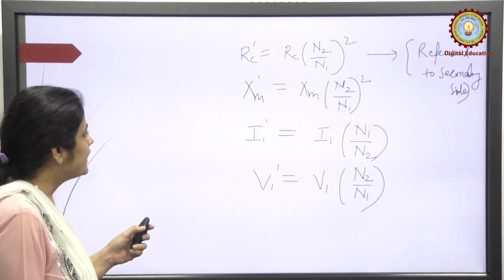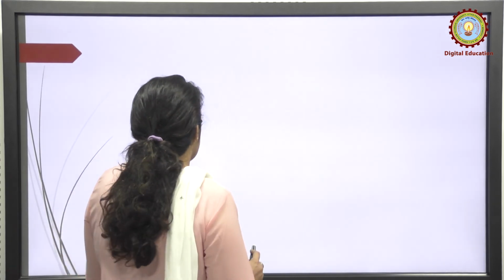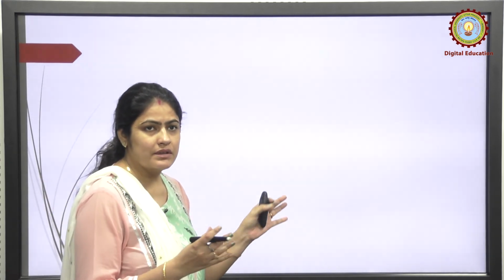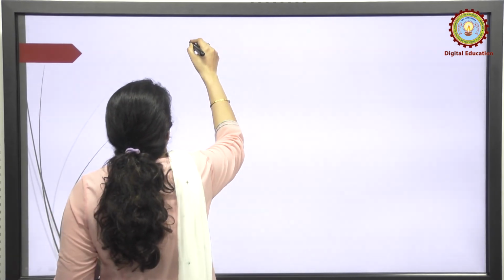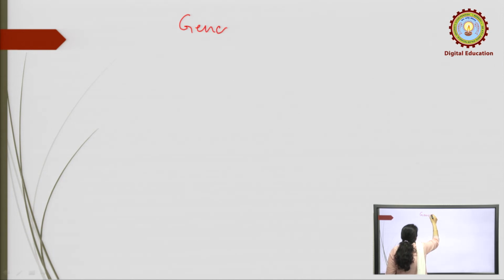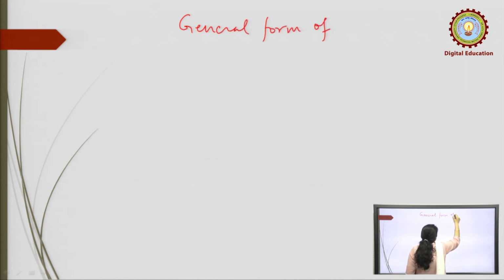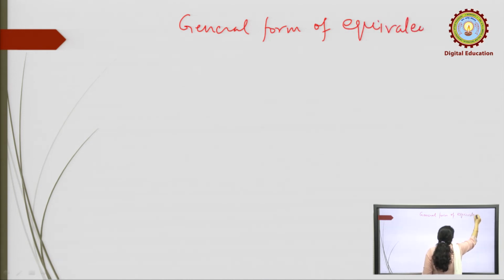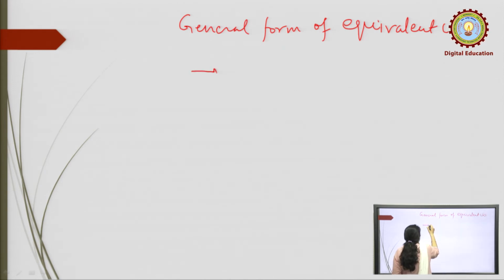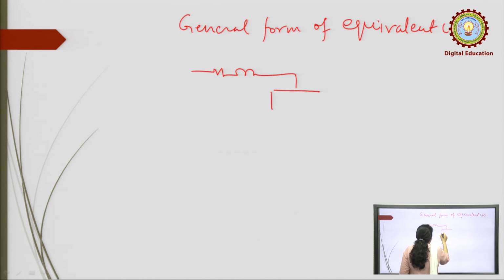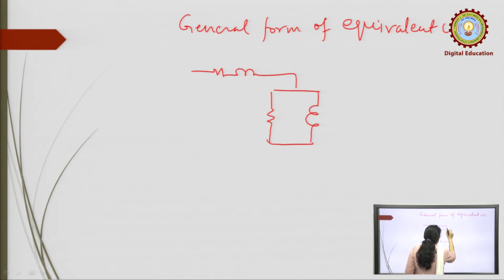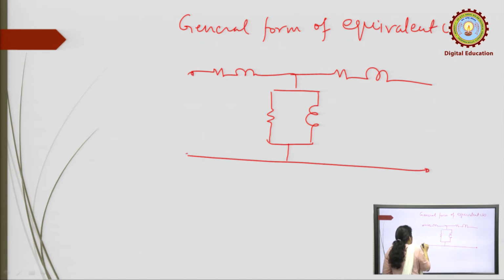Now, if you want to express the equivalent circuit in general form, you can just eliminate this referring value. So the general form of the equivalent circuit looks like this one. Whether it is referred to the primary side or the secondary side, in general form you can represent it by this.